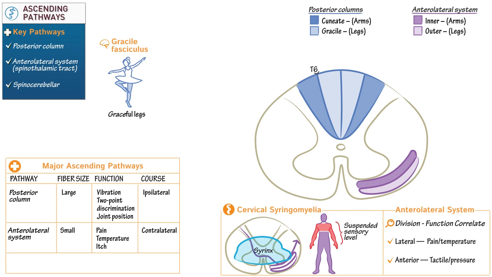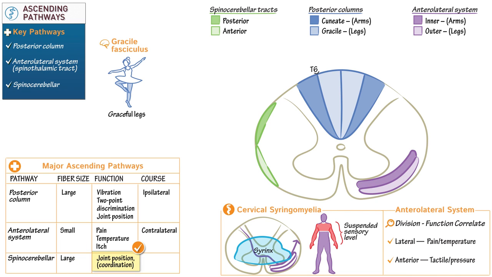Lastly, along the lateral wall of the spinal cord, draw the spinocerebellar tracts. Indicate that they divide into posterior spinocerebellar tracts and anterior spinocerebellar tracts. Write that the spinocerebellar tracts comprise large sensory fibers that carry joint proprioception to the cerebellum for coordination. Now that we've learned the anatomy of these systems, let's draw out their pathways.